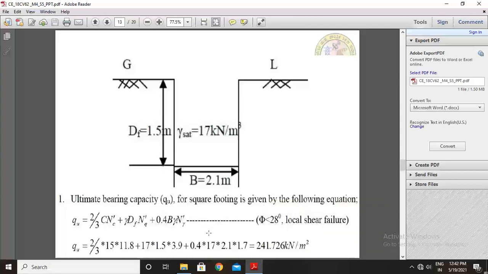So in the first step, ultimate bearing capacity for square footing is given by the following equation. That is Qu equal to 2/3 C NC dash plus gamma Df NQ dash plus 0.4 times B gamma N gamma dash. So this equation is based on local shear failure. Now substitute the values in this equation. So we are getting the answer 241.726 kilonewton per meter square.